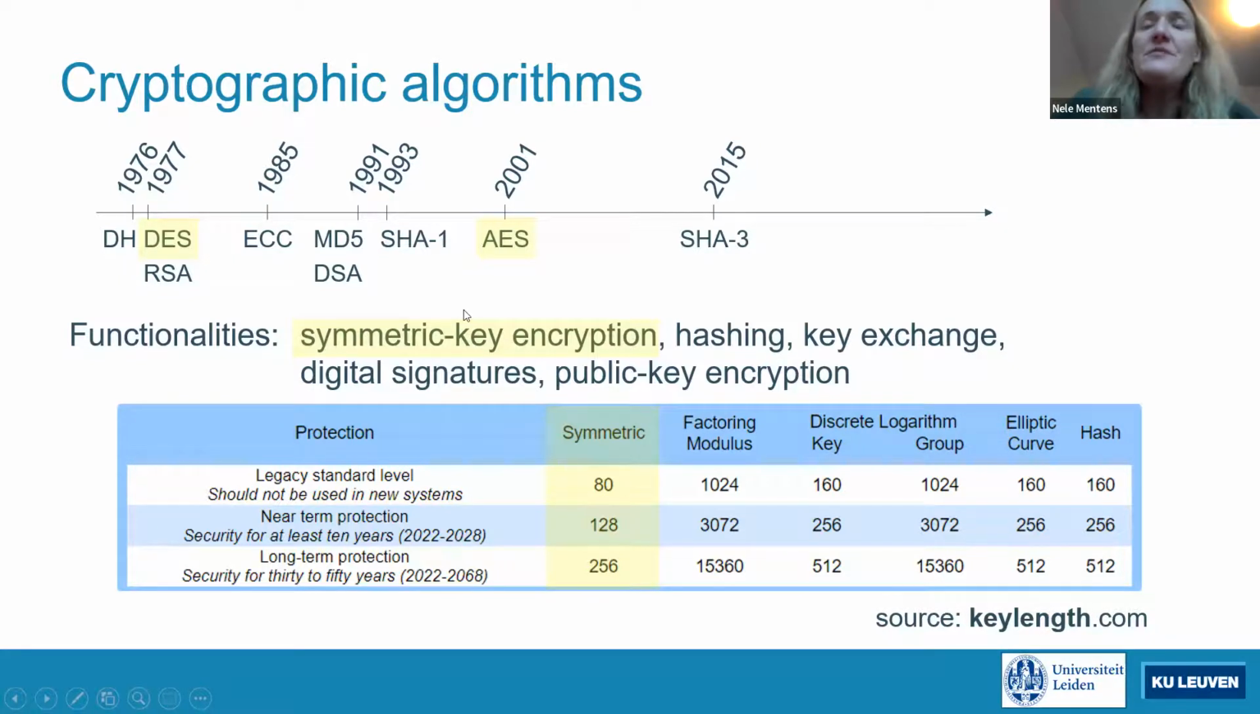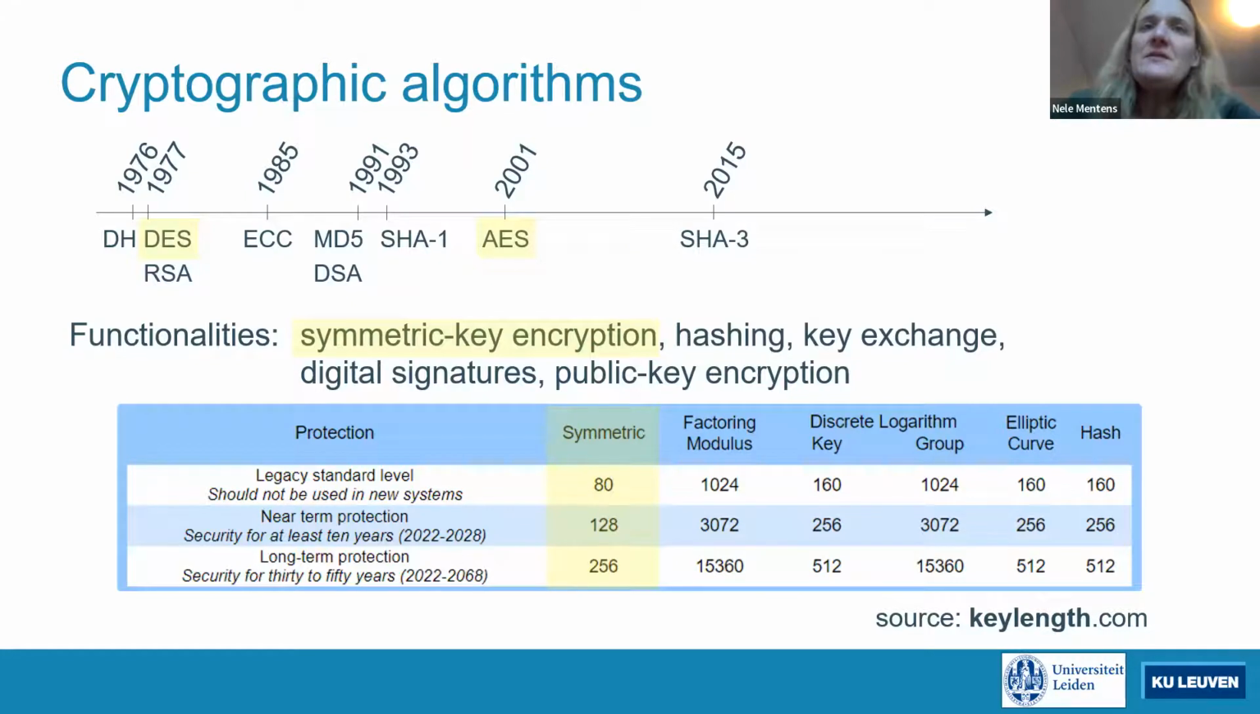For all these algorithms, it's important to see what key lengths are necessary to have proper protection against all sorts of attacks. For symmetric key encryption, when you look at keylength.com, you can see advice on which key lengths to use. These key lengths are important because later, when we talk about how to map these algorithms on FPGA, for some algorithms the key lengths are much larger than for others, which matters because we want to use the FPGA for its parallel computing capabilities.